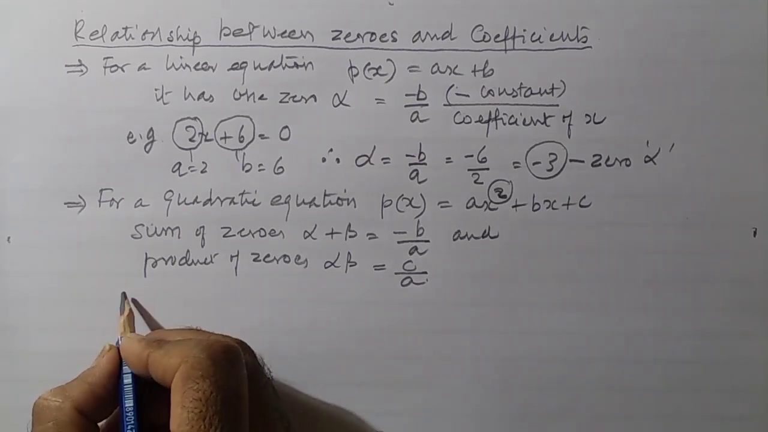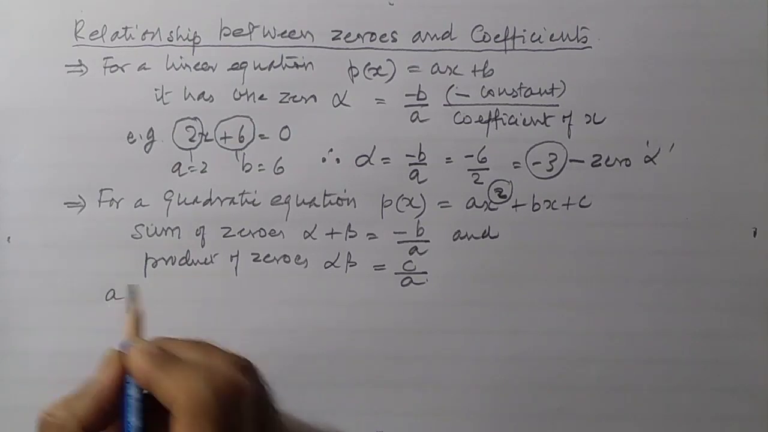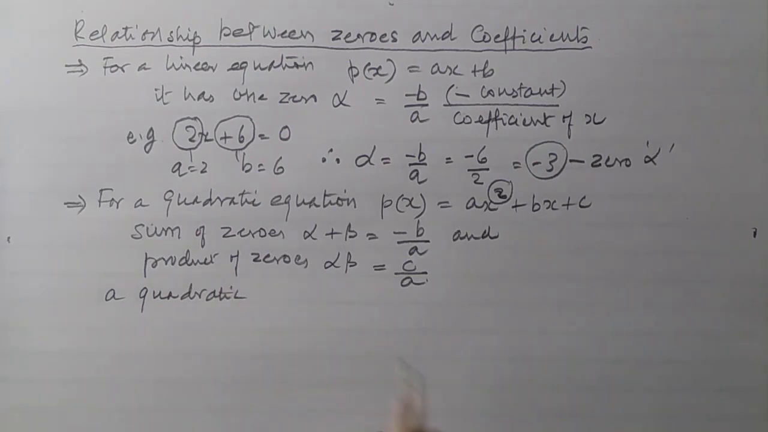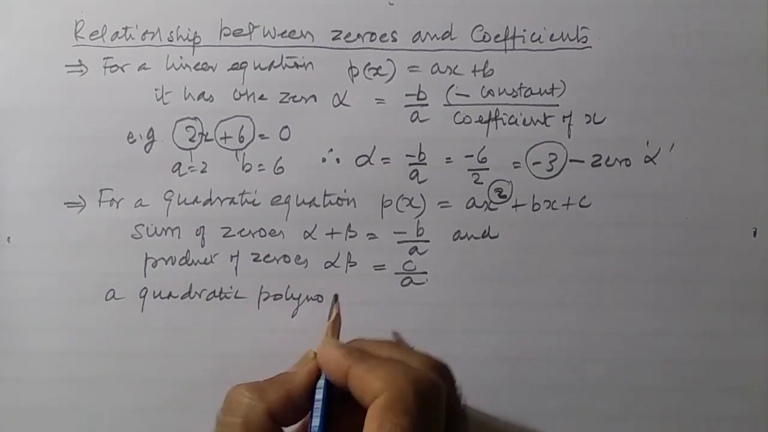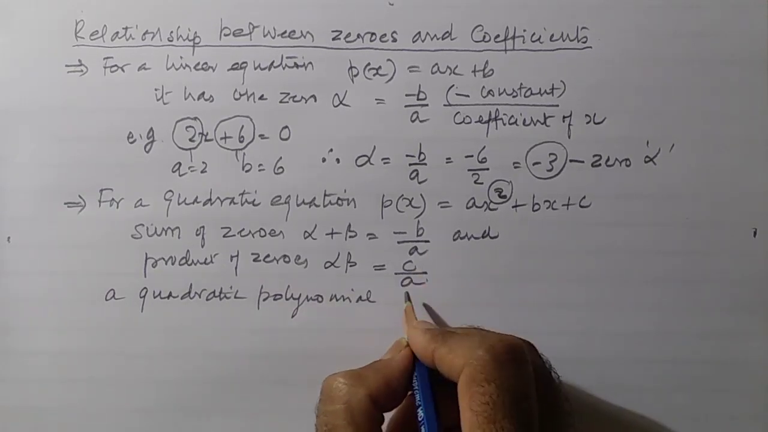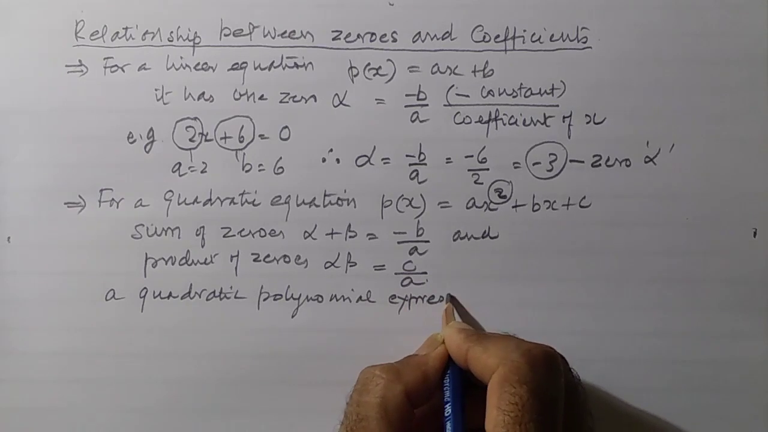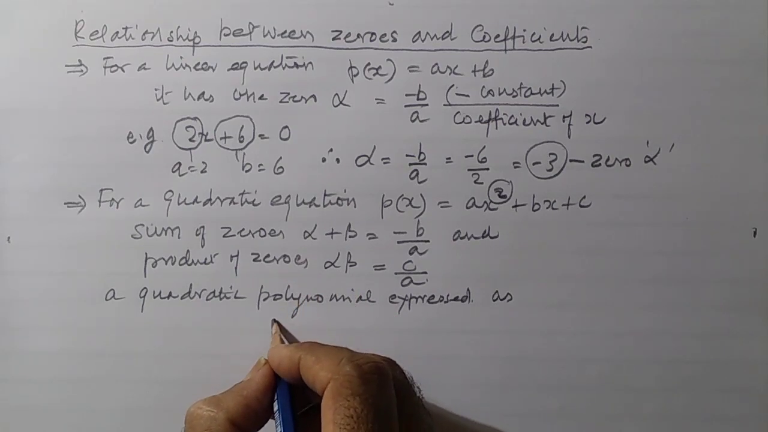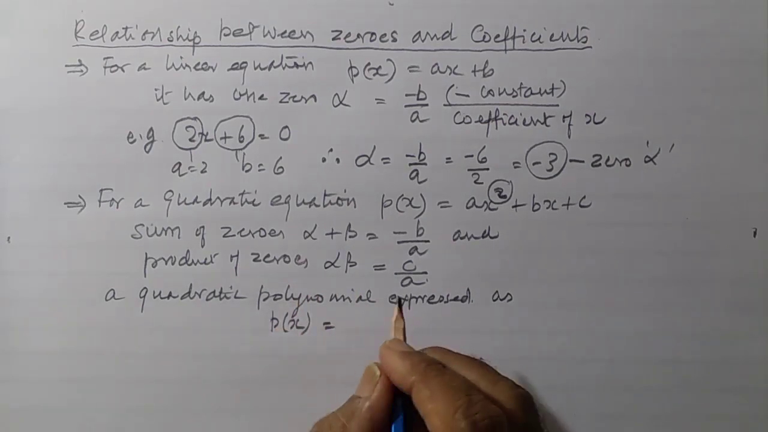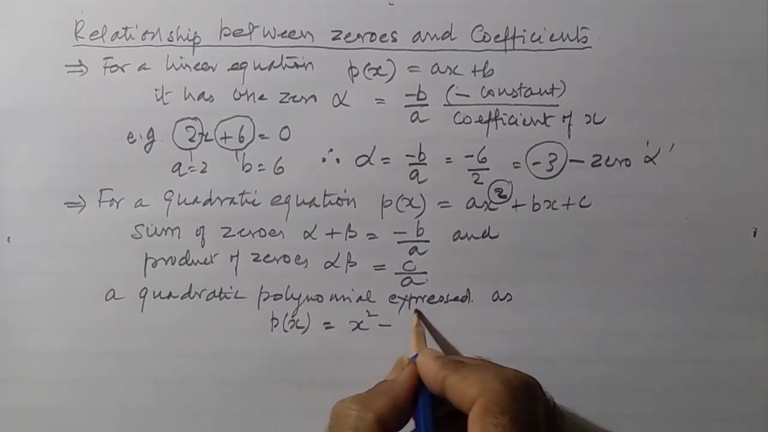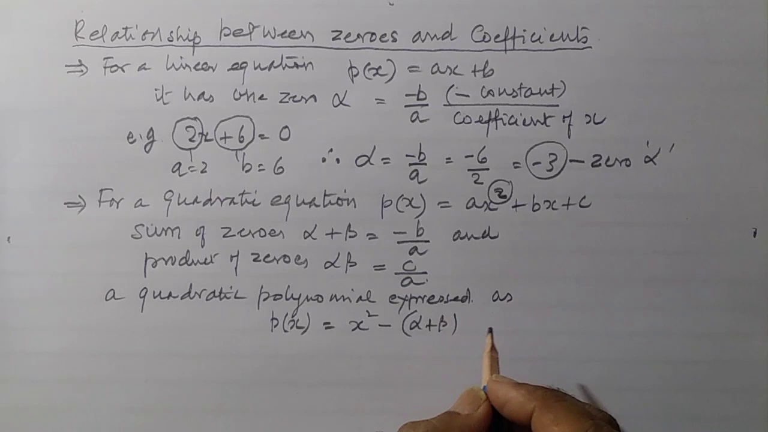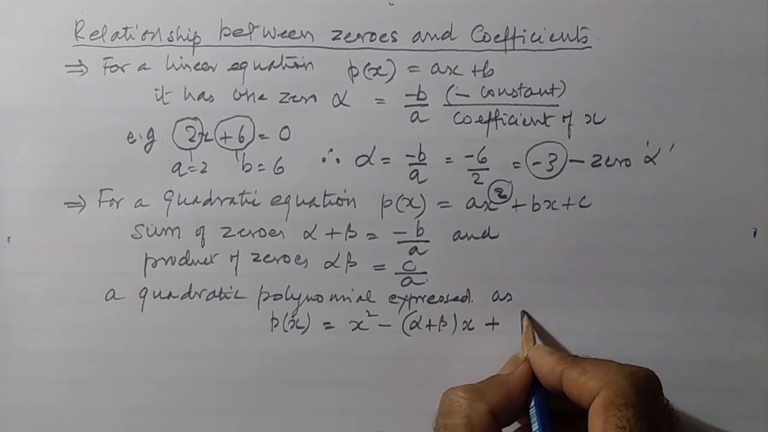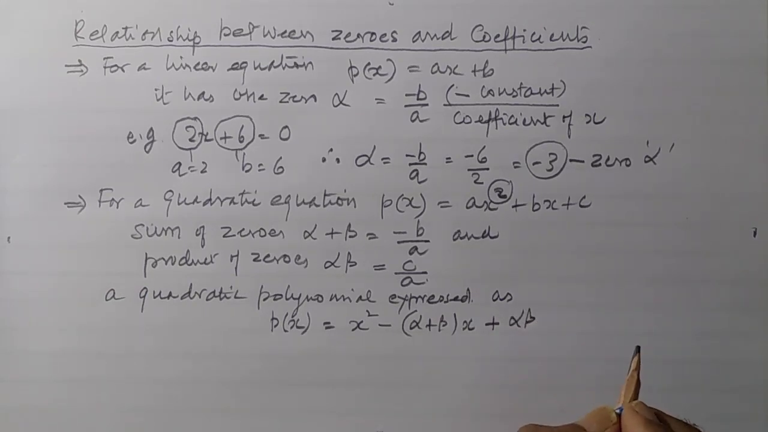Just for the information, a quadratic polynomial mostly can be expressed as p of x is equal to x squared minus the sum of zeros into x plus the product of zeros, alpha beta.